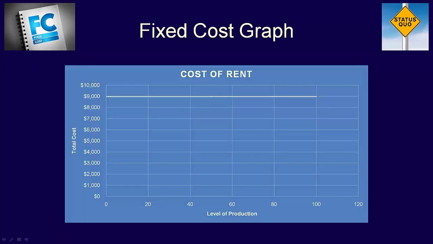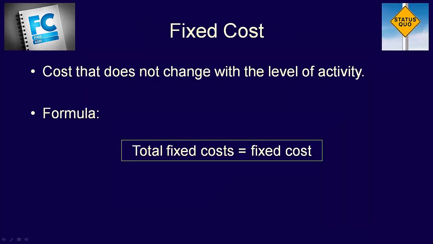And you've likely seen a fixed cost graph, a horizontal straight line that does not change with the level of activity. Well, as long as we're within the relevant range. Finally, we have a formula for total fixed costs. Total fixed costs equals fixed costs. That seems stupid to say, but it clearly shows that fixed costs don't change with the level of activity.